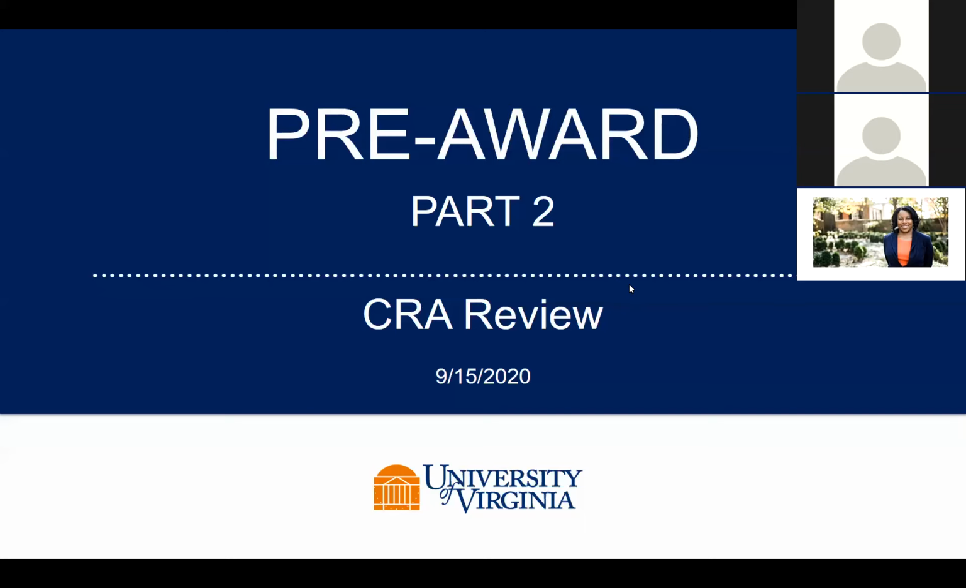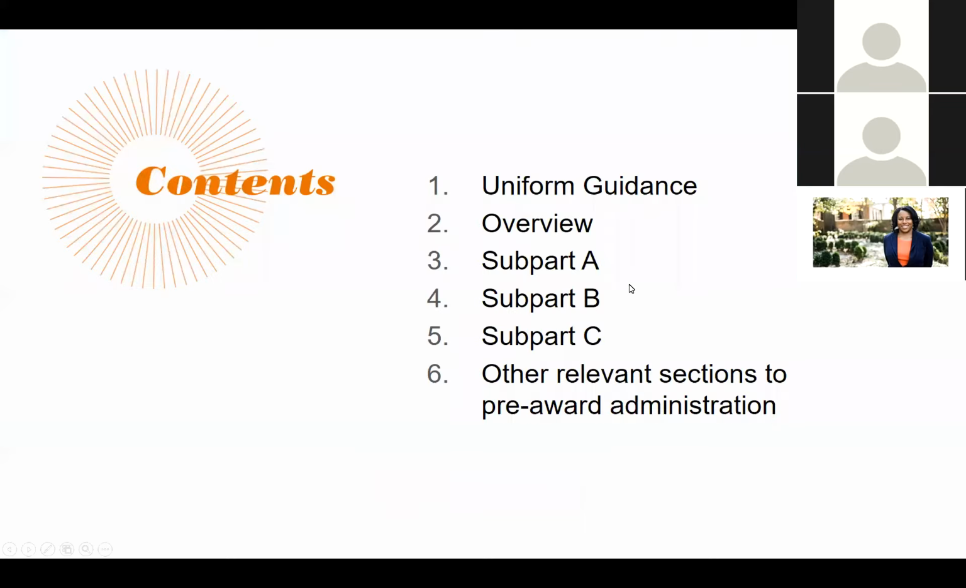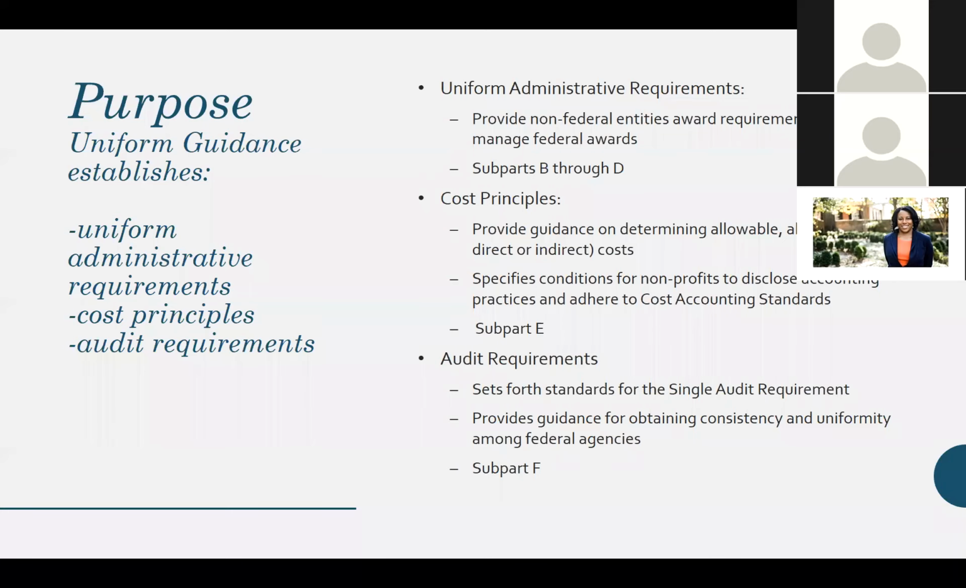Okay. Part 2, uniform guidance, everybody's favorite topic. What is the uniform guidance? So it provides non-federal entities award requirements to manage federal awards. It lists out cost principles, provides guidance on determining allowable, allocable costs. There's special conditions to nonprofits relating to accounting practices. And then also subpart F governs audit, single audit. Irma will be here next week to talk about a lot of these things.